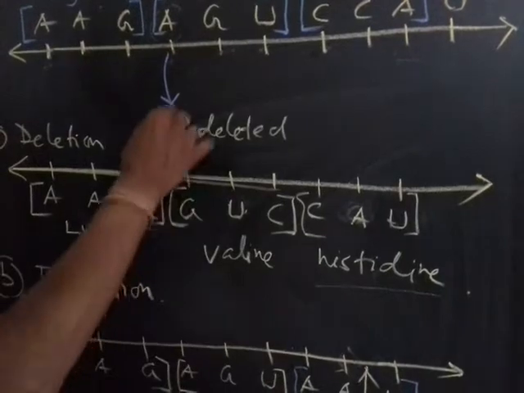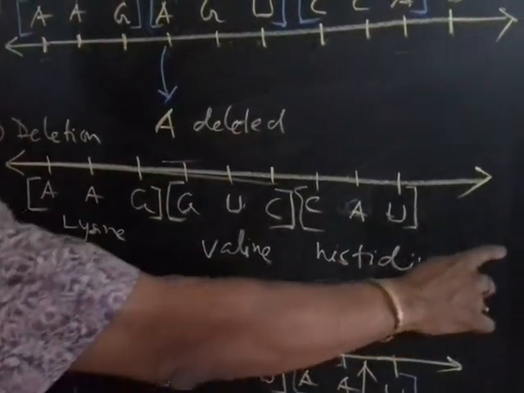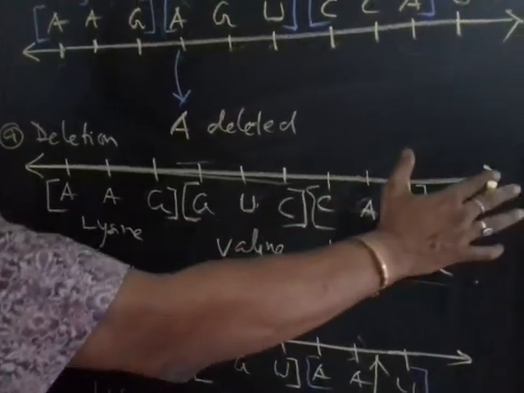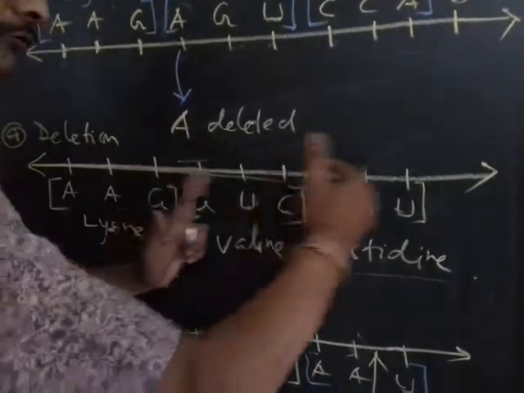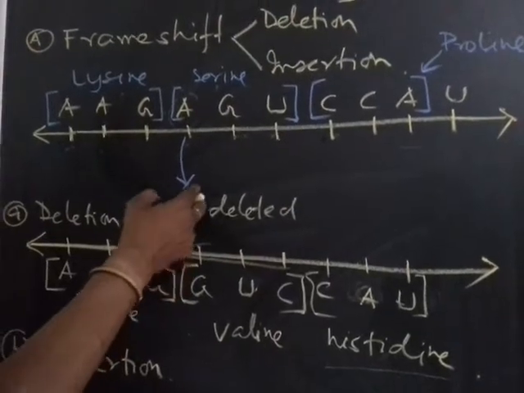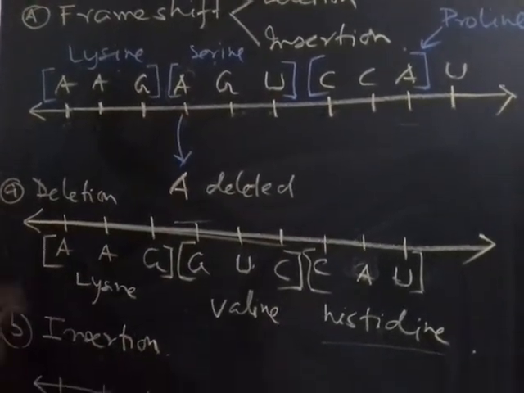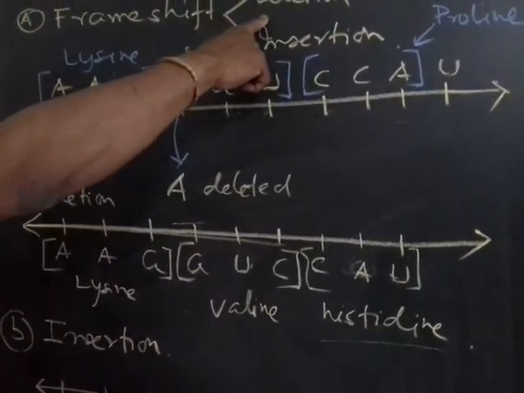So that means wherever the deletion has taken place, the rest of the frame of this RNA changes, and all the sequence of the amino acids changes. This is what we call a frameshift mutation. The whole frame of amino acids becomes wrong because of a base which is deleted at a particular point. So this is a type of frameshift mutation which occurs due to deletion.